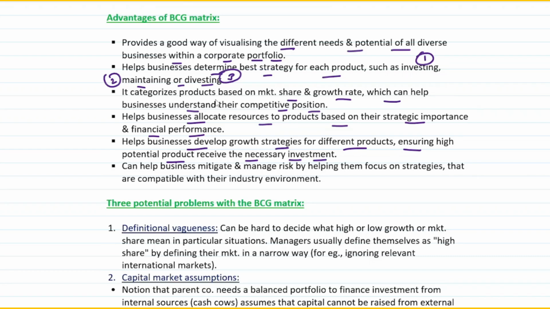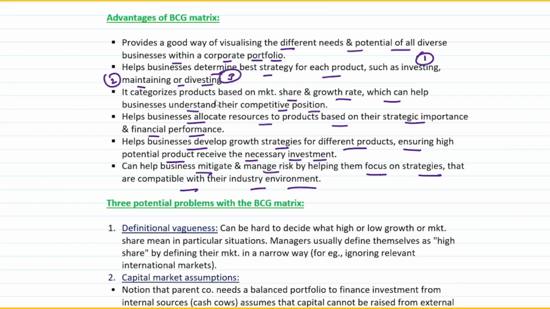It can help businesses mitigate, and mitigate means to reduce the effect of something. So it can mitigate and manage risk. It can reduce the risk, and it can help you manage the risk by helping you focus on strategies that are compatible with the industry environment. Fine. So these are the various advantages of the BCG matrix.